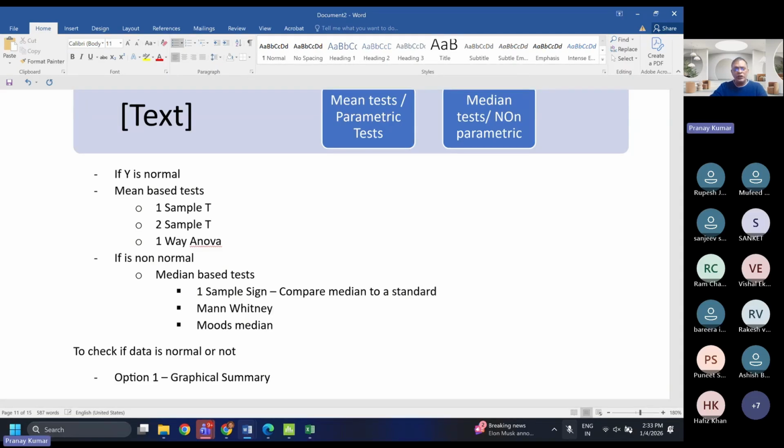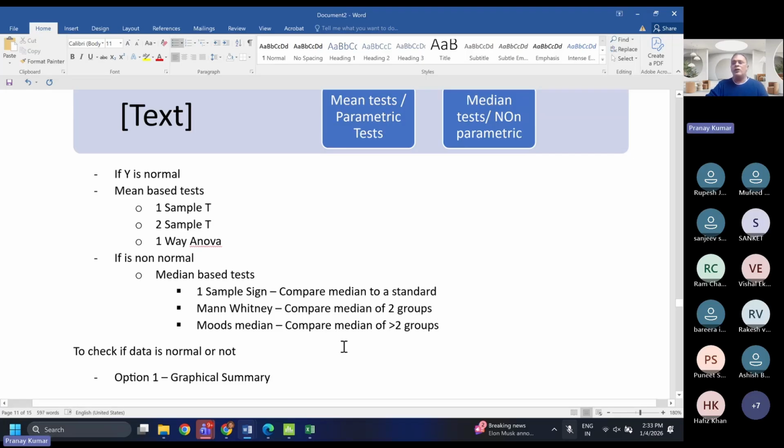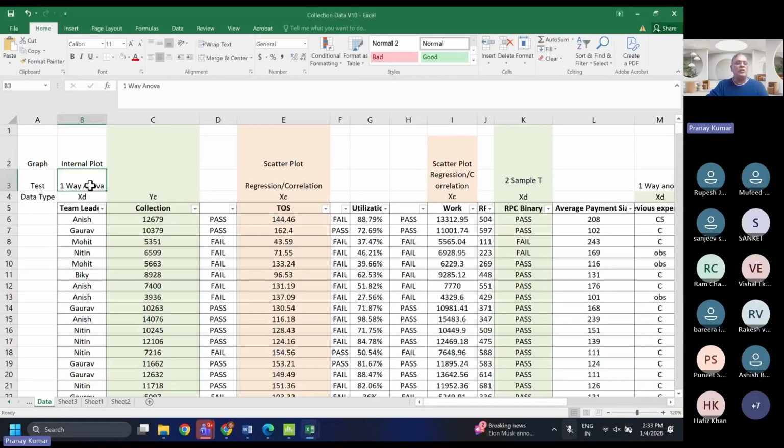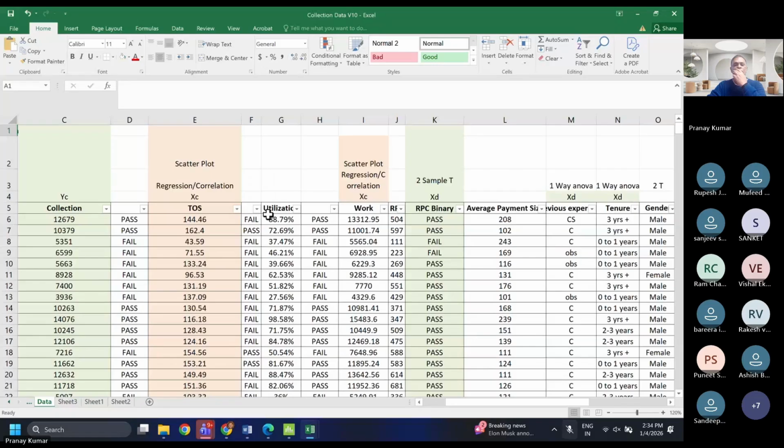Mann-Whitney is a replacement for the two sample t test. Compare median of two groups. Mood's median, compare median of greater than two groups. So wherever you have done one-way ANOVA, you will end up doing Mood's median in the case of non-normal data. So here we were doing one-way ANOVA, the replacement test will be Mood's median. Clear, everyone? Everyone's battery is down.